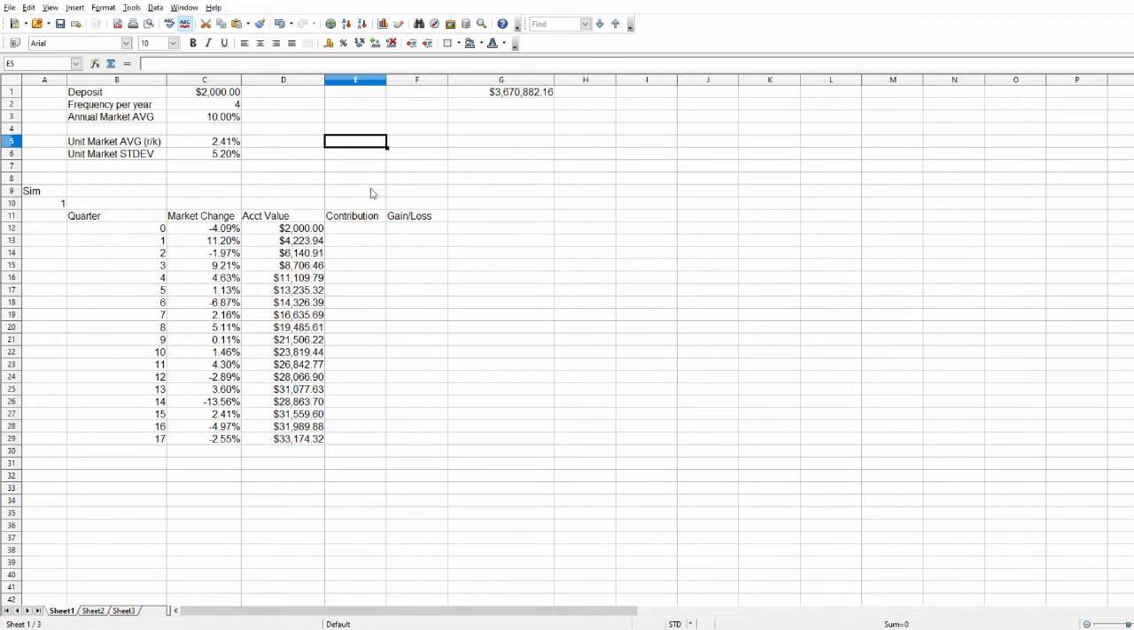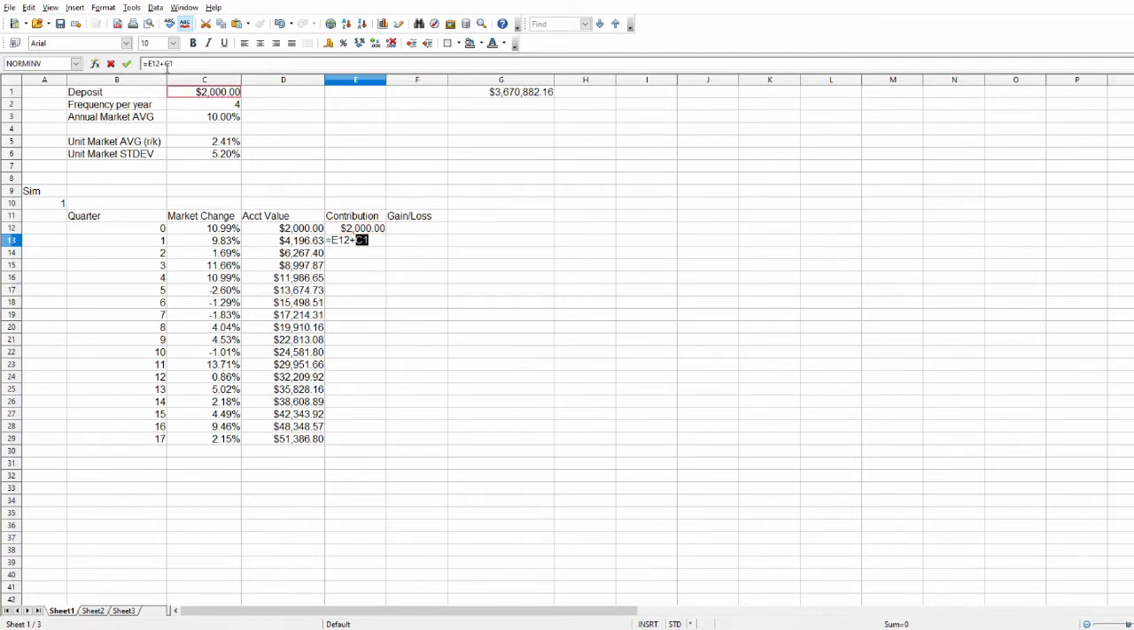Now before I move on, I want to look at contribution. So my contribution is, first it starts off as $2,000. So I'm going to say equals whatever number sitting up there. And now to that I will say equals, and the cell right below it, whatever was before it. So click on E12 plus, and now I'm going to click up here to cell C1, because we know that every single quarter I'm going to deposit and contribute $2,000.